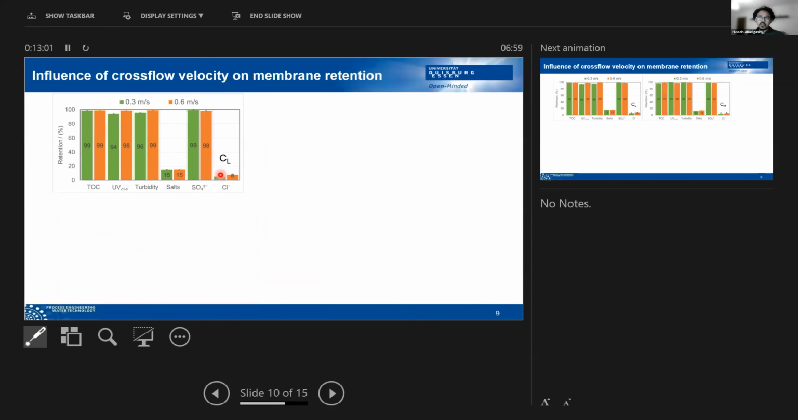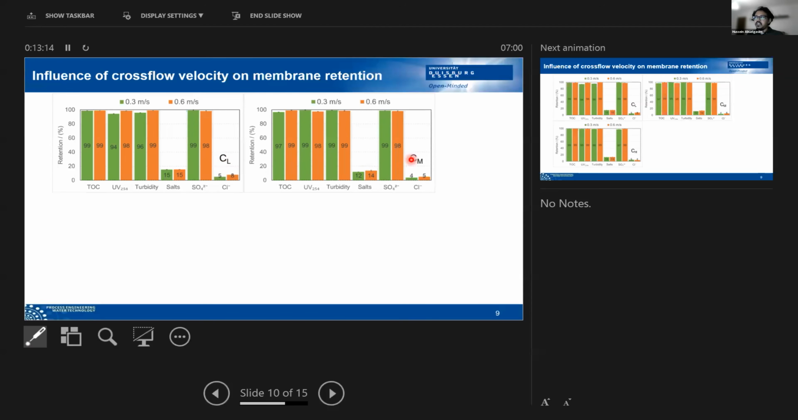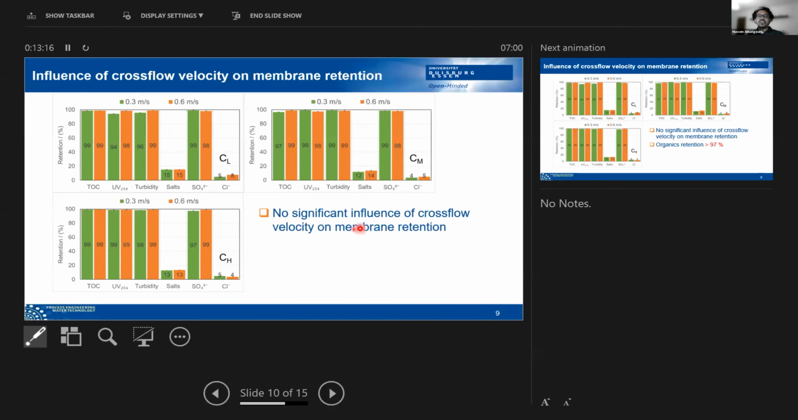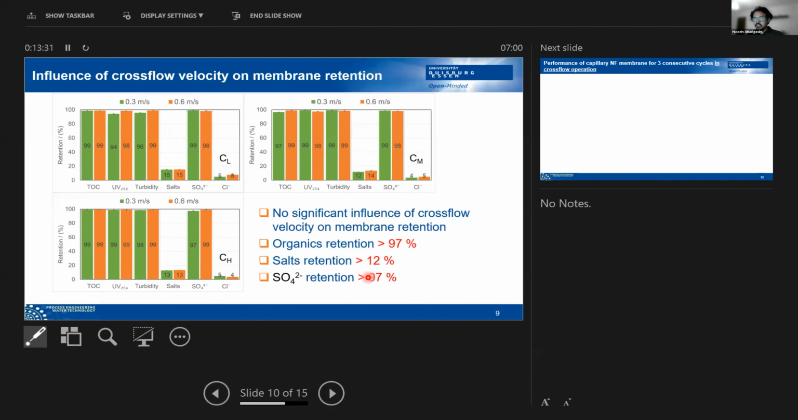The retention also has been measured with these different cross-flow velocities and different initial feed concentrations, again in terms of organics and salts. As you could see, whenever we use a low, medium, or even high initial feed concentration, no significant influence of the cross-flow velocity, 0.3 or 0.6, has been observed. The organics also, again, in the same condition, 95%. The salt was mainly 12%, that is mainly sodium chloride, and the sulfate is 97%.